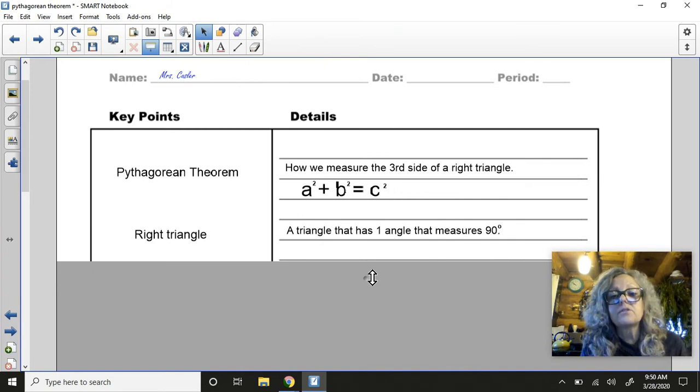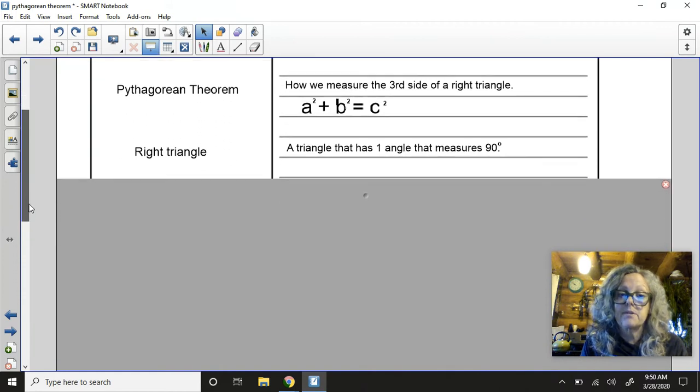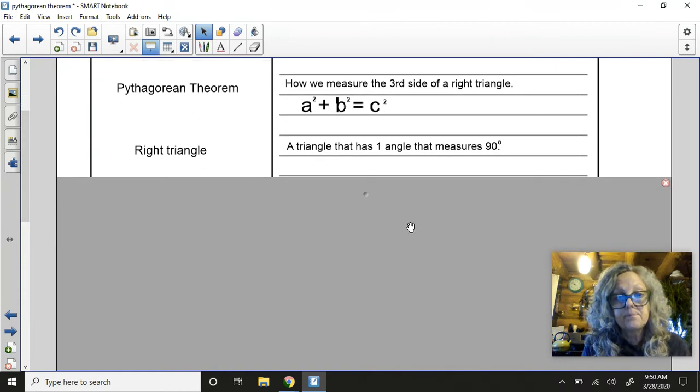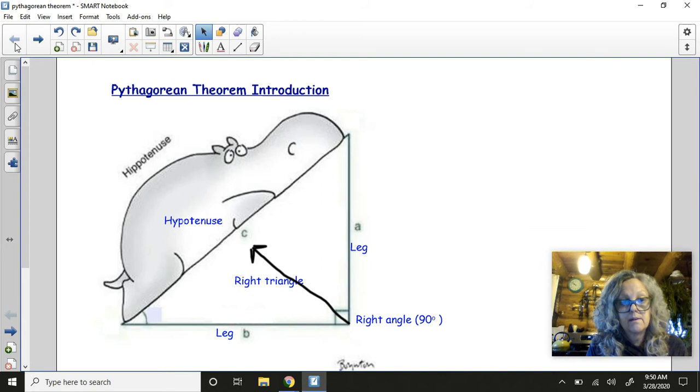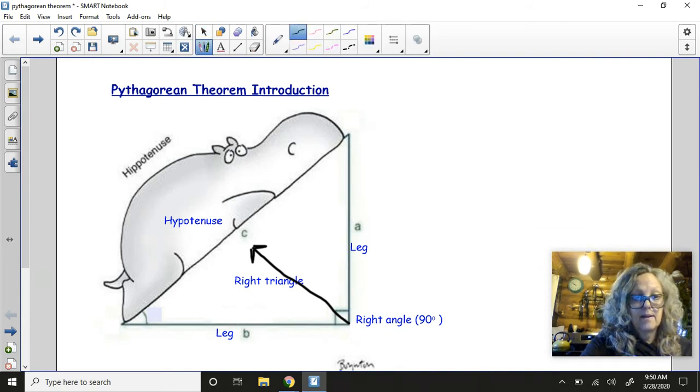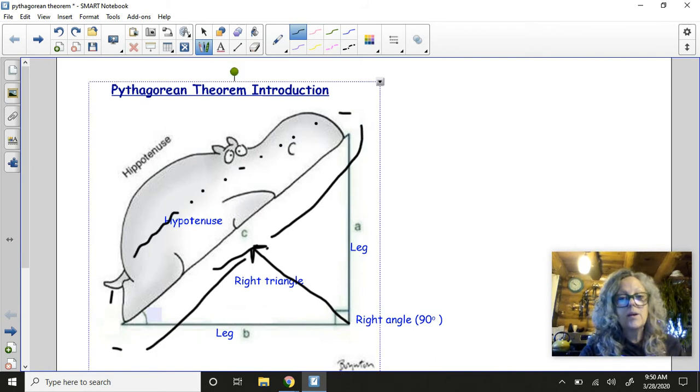A right triangle is a triangle that has one angle that measures 90 degrees. There can't be two angles that measure 90 degrees. There can only be one. The hypotenuse is the side that is opposite of the right angle. Remember that arrow we drew? And it went up? Right here. It is the longest, always the longest.